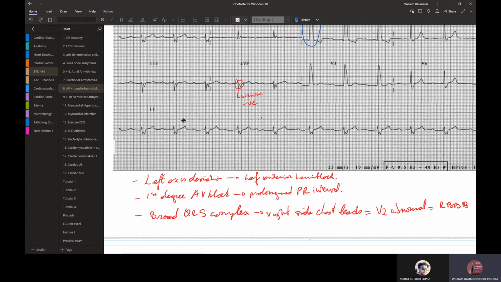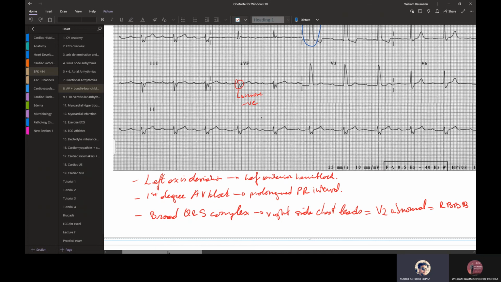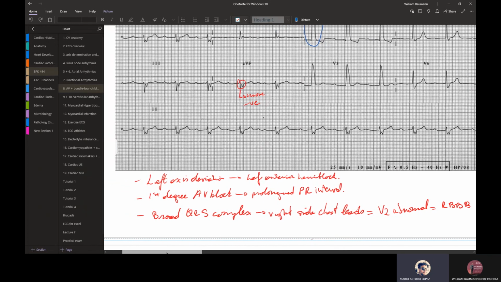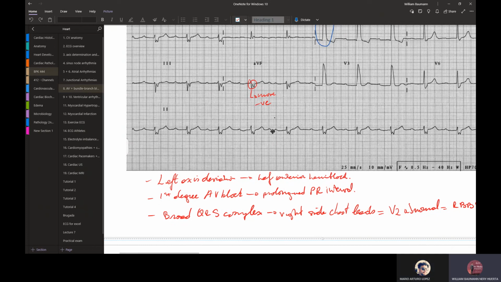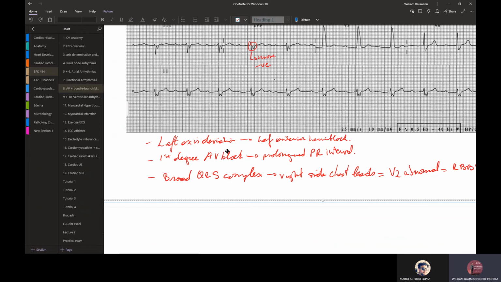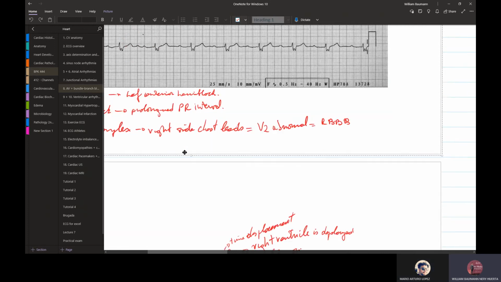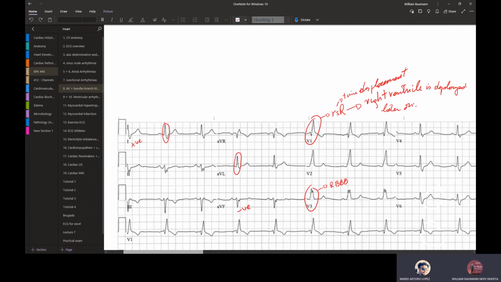First degree AV block. That means we need to look for a longer PR, right? Take a look at this one. Oh yeah, look at that. Longer PR. And here it is, so longer. And this one will be inside the QRS, inside the T wave. Wow. Okay. I don't know, but we do see it here. I don't see it being consistent or regular, but I do see it. There's a broad QRS, right side chest leads. V2 is abnormal, right bundle branch block.